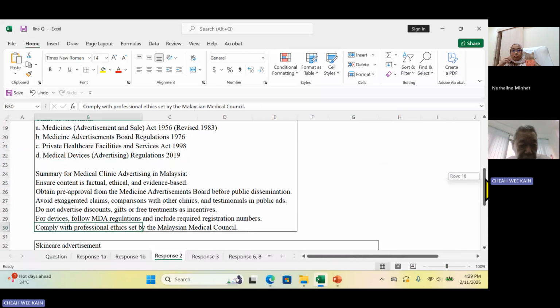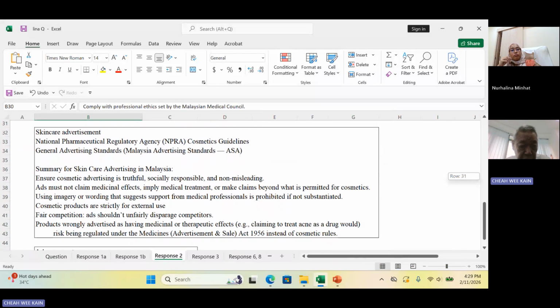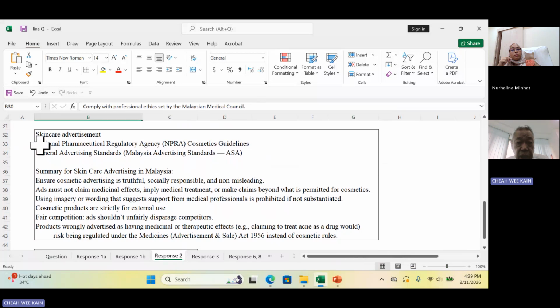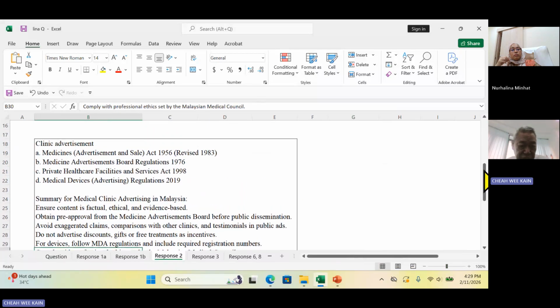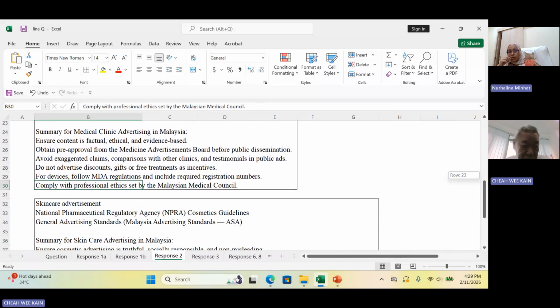This is for clinics. But if you're doing skincare advertisements, please be aware that you have a national pharmaceutical regulatory agency, cosmetic guidelines, and also a general advertising standard. This is under the Malaysian advertising standards. Now, what happened? See, this one is by law.